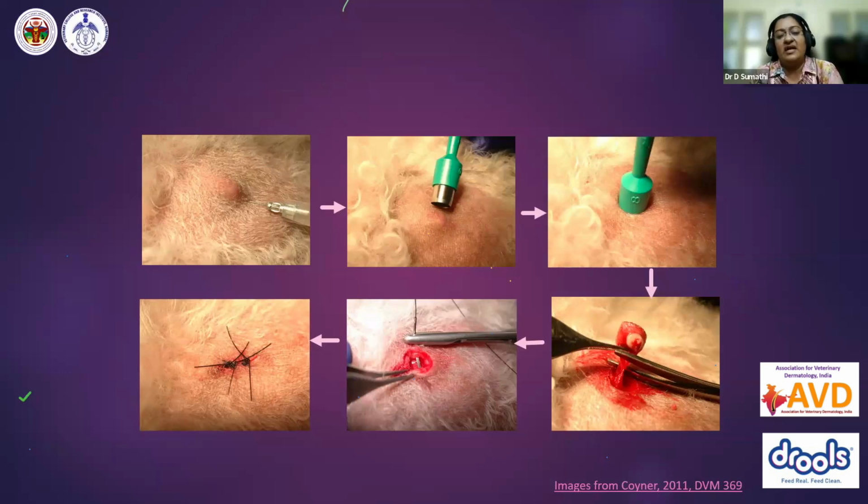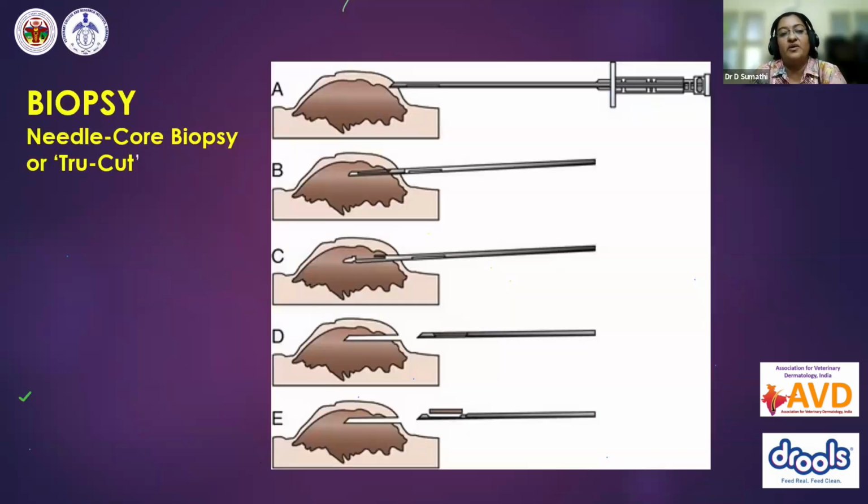Here you don't need much of a big technique. The only thing is you need to place a stay suture and ask the owner to come after 4 or 5 days to remove the suture material and send the sample for histopathology. It's a very easy one, and the sample size is better when you are taking 8 mm, as I told before.